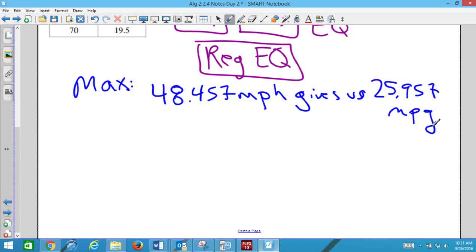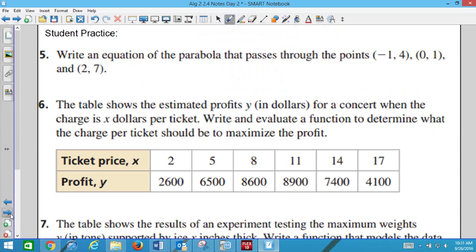So for number 5, it just says write the equation. It does not say we need to graph it, we do not need to find the optimal anything. It's just straight up find the equation. So I'm going to start, and we're going to go to our graphing calculator, and we're going to enter in the list.